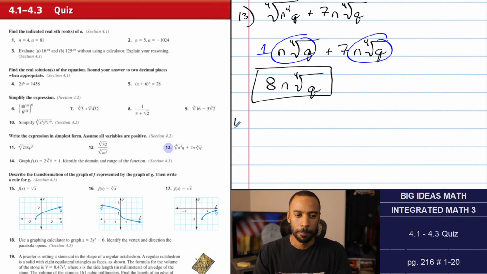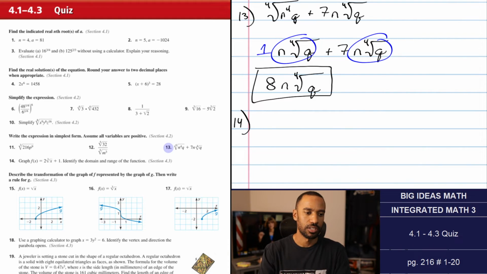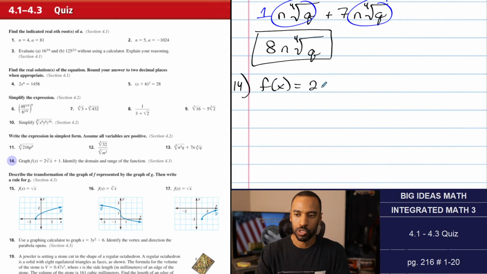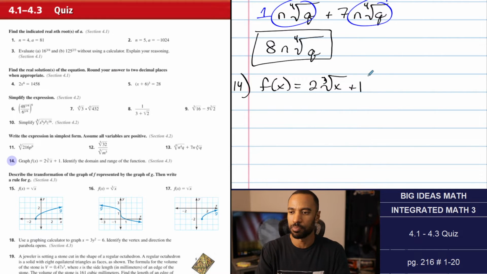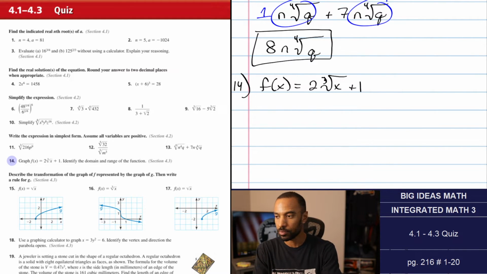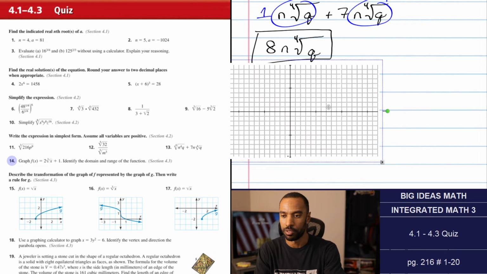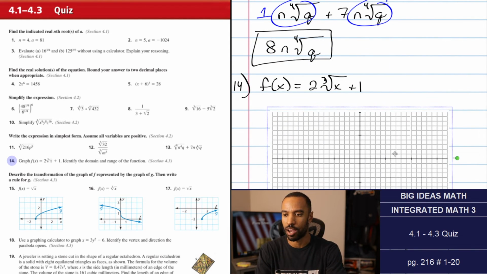Number 14, totally different section, totally different set. This is section 4.3. Graph f of x equals 2 times the cube root of x plus 1. Identify the domain and range of the function. So f of x equals 2 times the cube root of x plus 1. This is where we are graphing radical functions. I do these without a table. I will attach this graph paper for you. I'm going to use this, and I'm going to rotate it on over. So you might have to use a rotated version of this graph paper here.